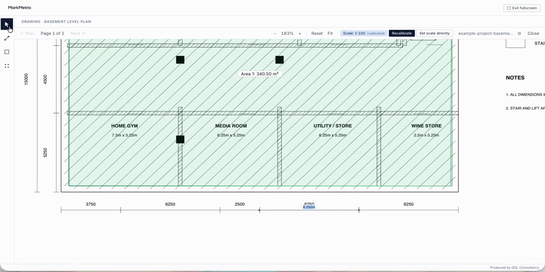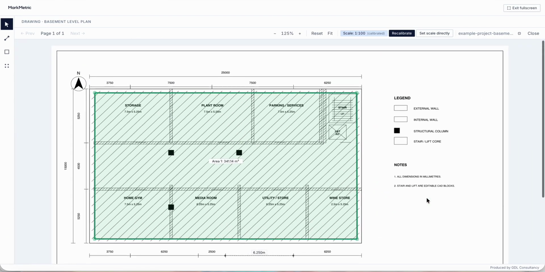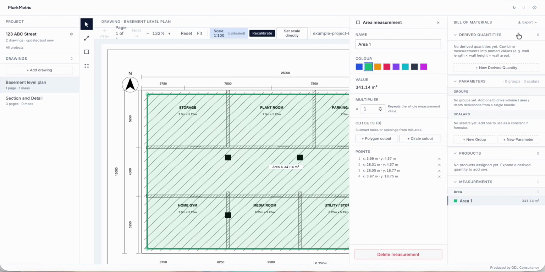Now everything you draw is real world. Trace a floor area and drag it onto the drawing's own lines to true it up. There it is, exact, in square meters, held as a live quantity.